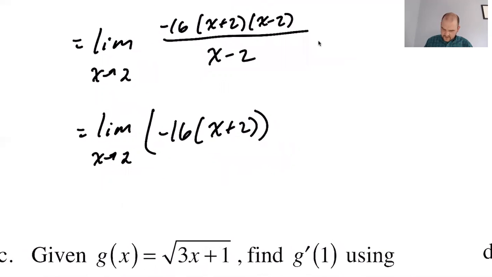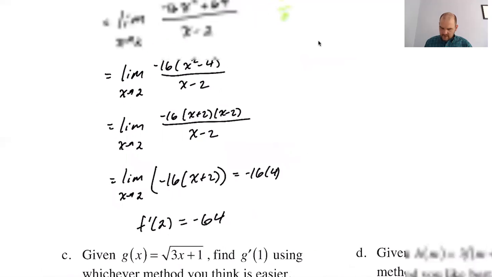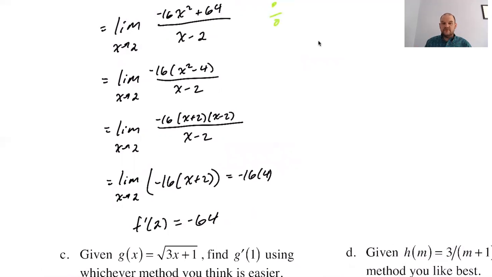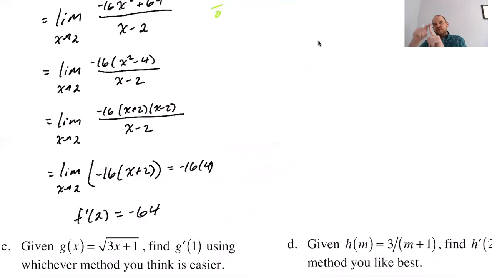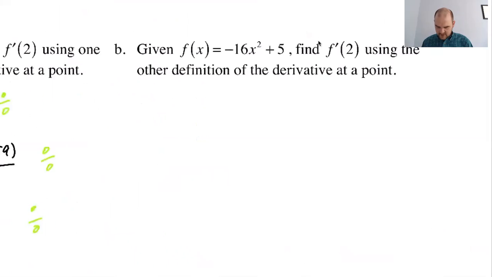All right, if I sub in, I will get negative 16 times 4, negative 64. So I'm going to say f prime of 2 is negative 64. Okay, so that's the slope of the curve at x equals 2. So it's very steeply decreasing. If you moved over 1 step, you'd have to move down 64 steps. That's insane. All right, so that's one definition, but now I'm supposed to use the other one.